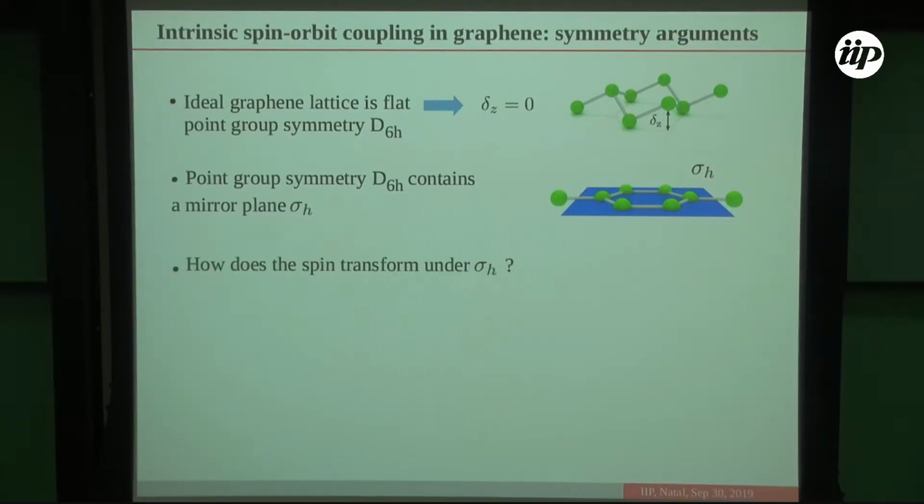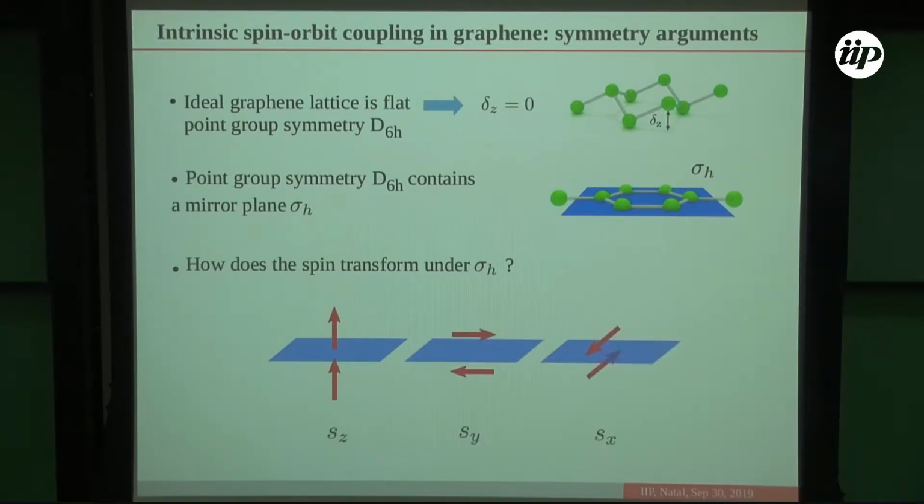And a consequence of this mirror plane is how spins transform with this symmetry. So if we, for example, have spin Sz, as an axial vector, we flip the spin and multiply by -1. So spin Sz transforms properly with this sigma h, but spin Sy and Sx don't preserve this mirror plane. What it means is that spins in flat graphene cannot have spin x and y components. So spin in flat graphene can only have a z component.